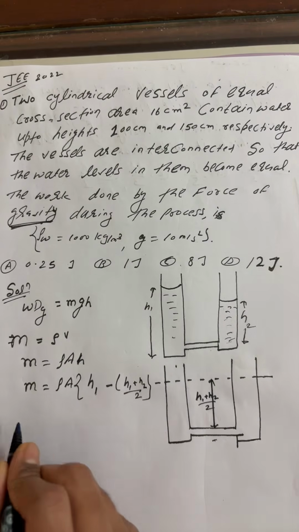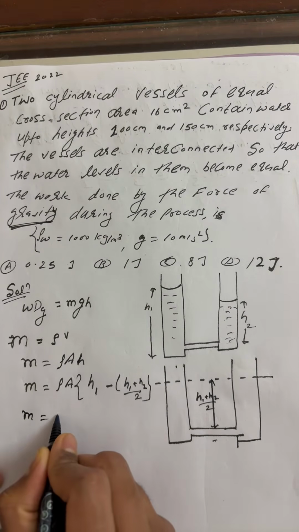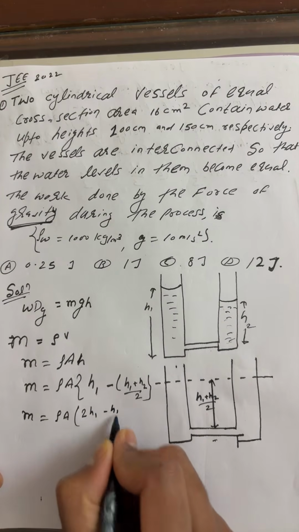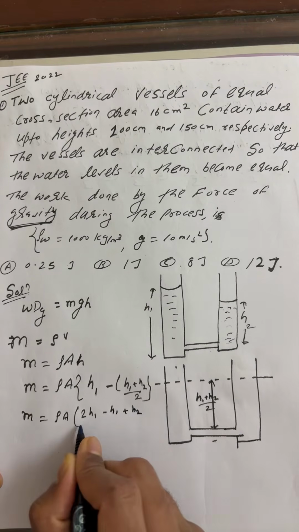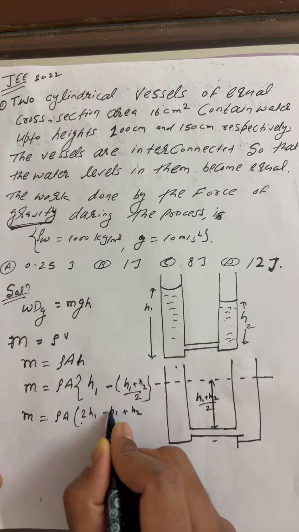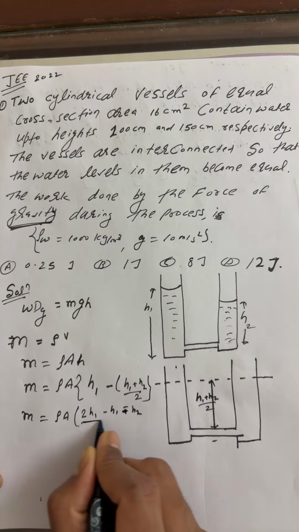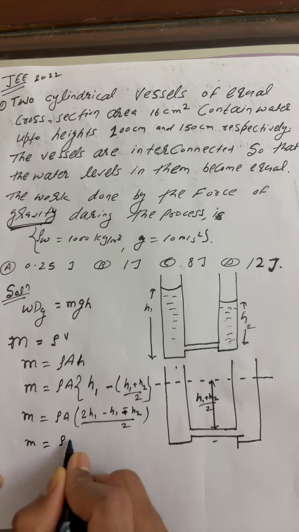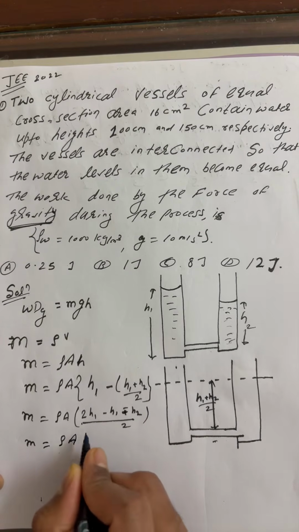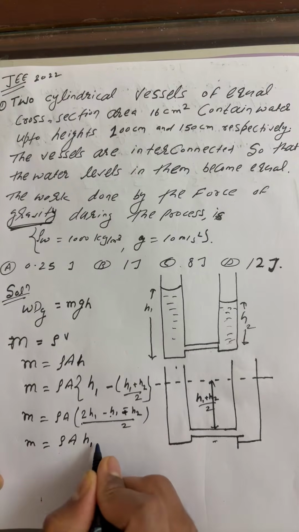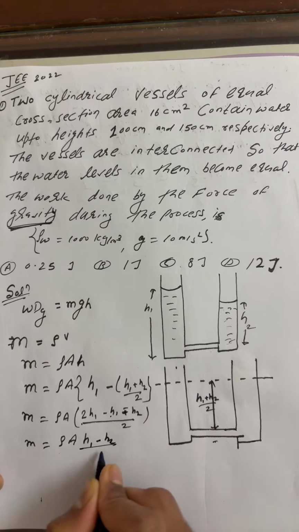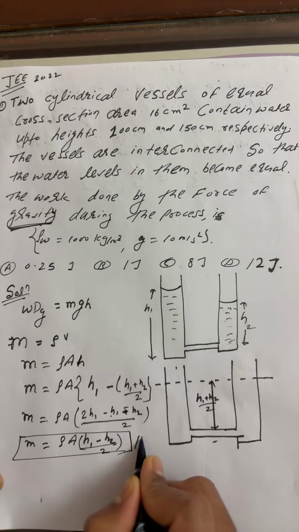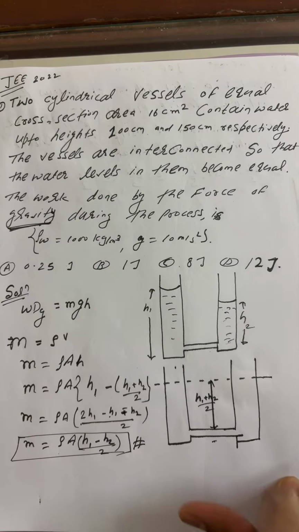Now, further, LCM students. So this is mass, you can write rho A times (2H1 minus H1 plus H2). Finally the mass we got is rho A into (2H1 minus H1 minus H2) by 2, which remains (H1 minus H2) by 2. This is the value of mass.